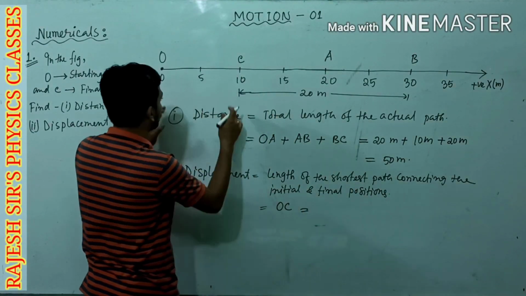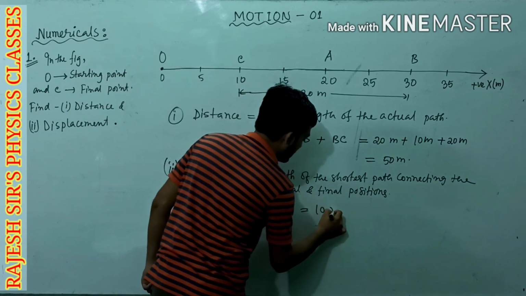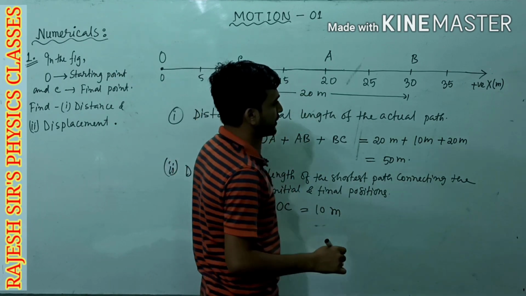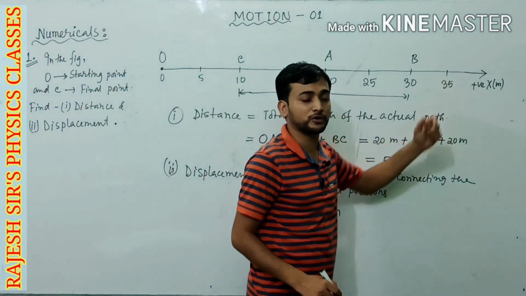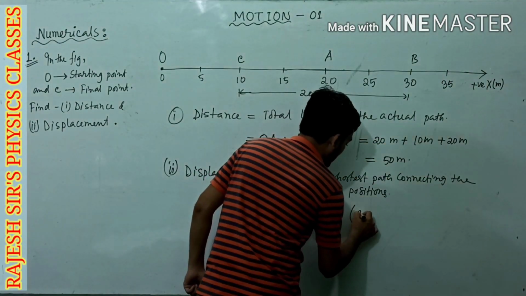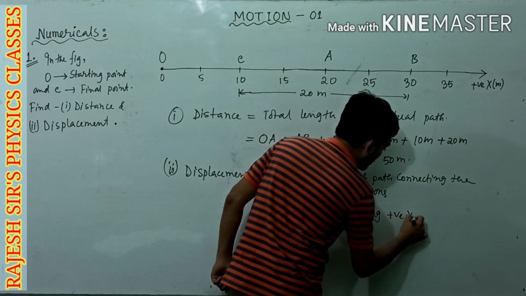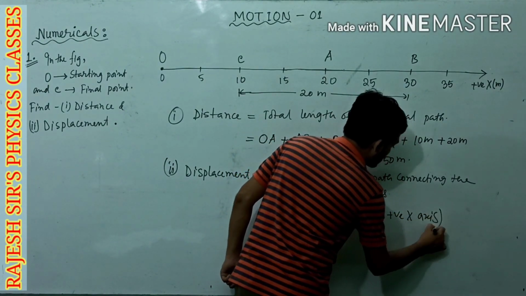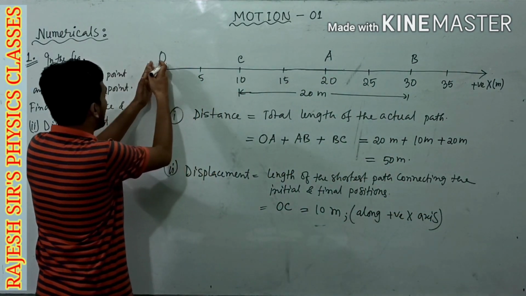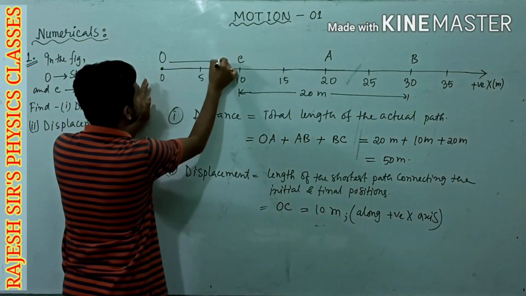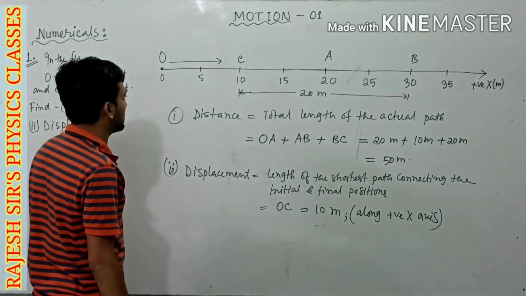What is OC? OC is 10 meter. And what will be the direction of displacement? Along positive x-axis. That is right from O towards C. This will be the direction of displacement. Okay.